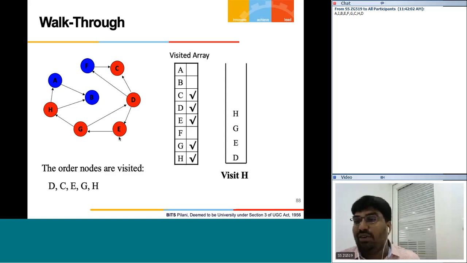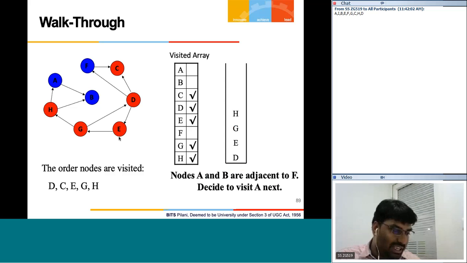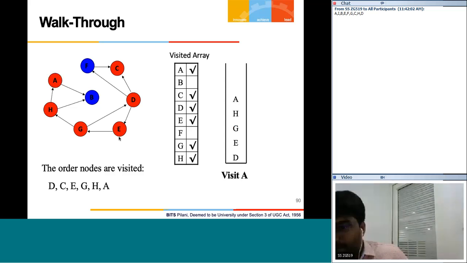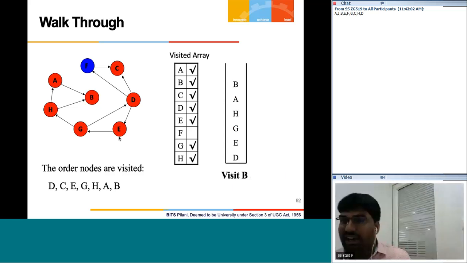Now after H, it is either A or B, because A or B I can choose. So let's say I have chosen to visit A. Okay, I have chosen to visit A. After A, is it a dead end? Is A a dead end? No. So I can go to B. Now, after reaching B, can I still travel further? If you see, now B is my dead end. Can I travel further? No.